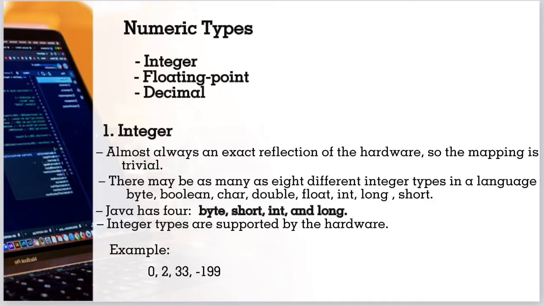Integer types are supported by the hardware, and we must remember that the integer data type contains any whole number and can be positive, negative, or 0. For example: 0, 2, 33, and negative 199. The integer data type does not have any fractional part.